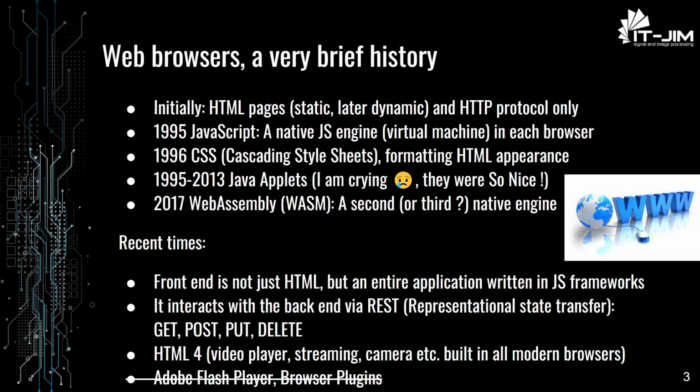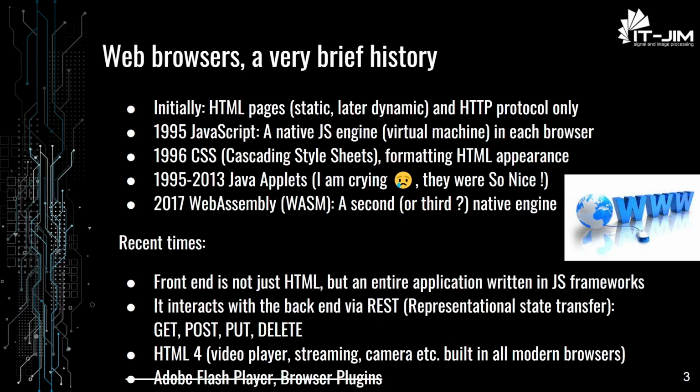We start with part 1, a very brief history of web browsers. Initially, HTML was like PDF. It was a pure static format. Later, dynamic HTML and the HTTP protocol and nothing else. In 1995, JavaScript appeared, the first language running natively in each browser through a JavaScript engine, a kind of virtual machine.